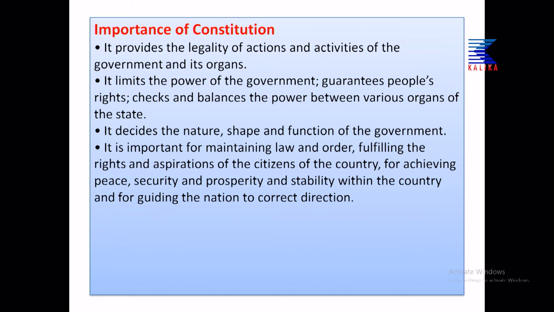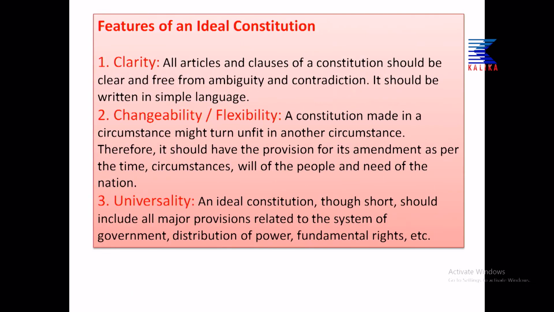Next, it decides the nature, shape, and functions of the government. It is also important for maintaining law and order in the country, fulfilling the rights and aspirations of the citizens, achieving peace, security, prosperity, and stability within the country, and guiding the nation in the correct direction. So, these are the importance of the constitution.